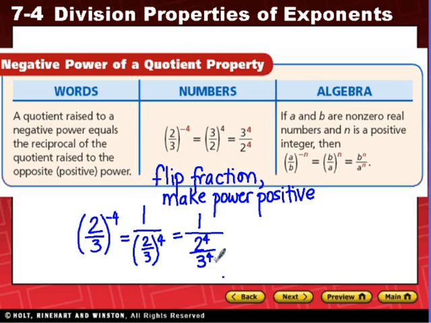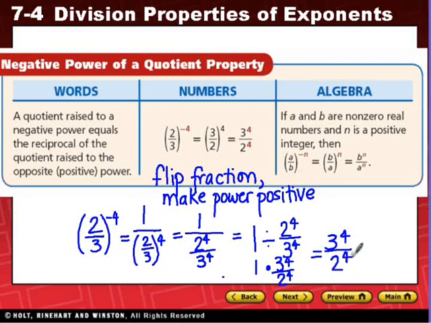Now I'm going to write my division out horizontally so that I can actually see it. 1 divided by 2 to the 4th over 3 to the 4th. When I divide by a fraction, remember I have to flip and multiply. So I end up with 1 times 3 to the 4th over 2 to the 4th. And obviously 1 times anything is that something itself. So we end up with 3 to the 4th over 2 to the 4th power.